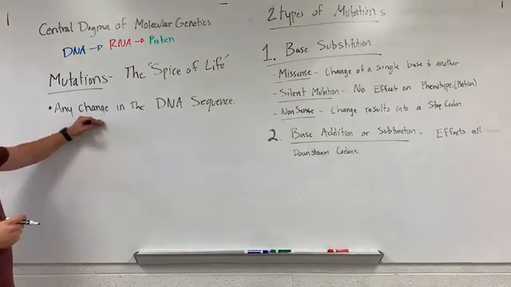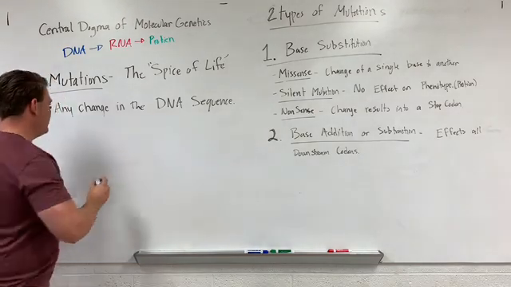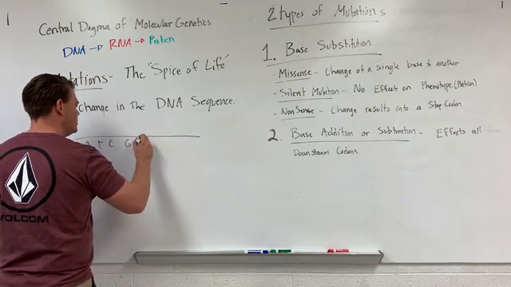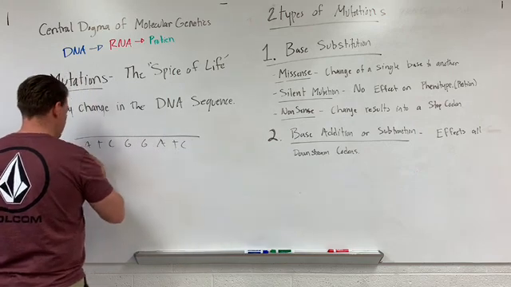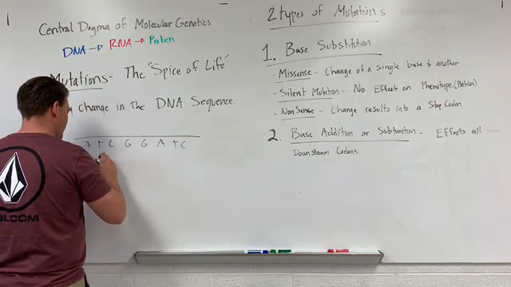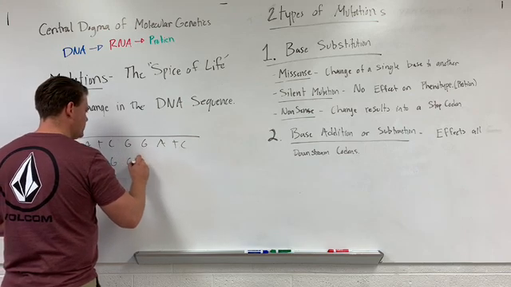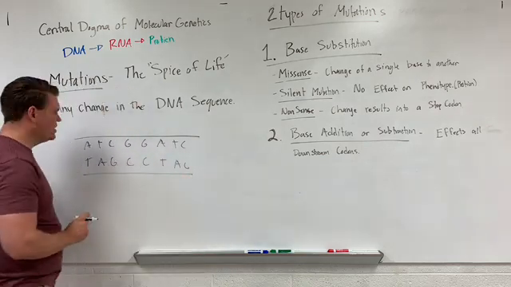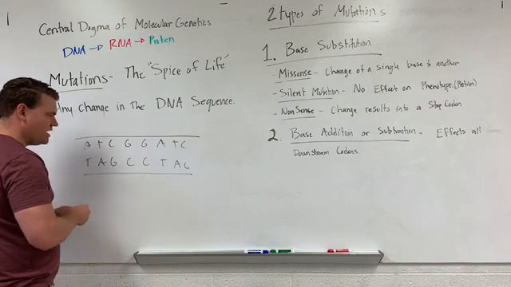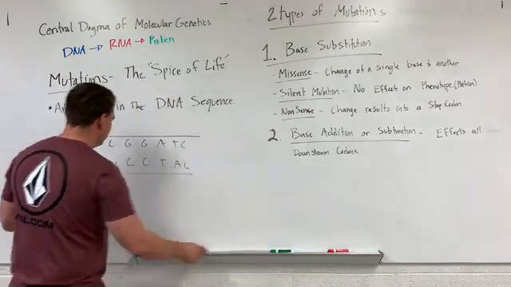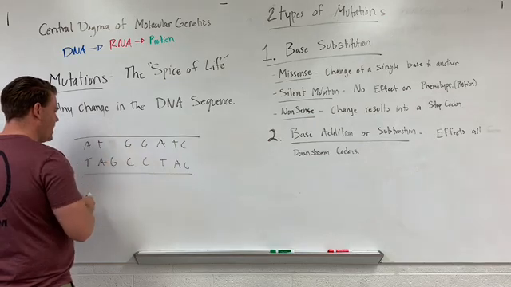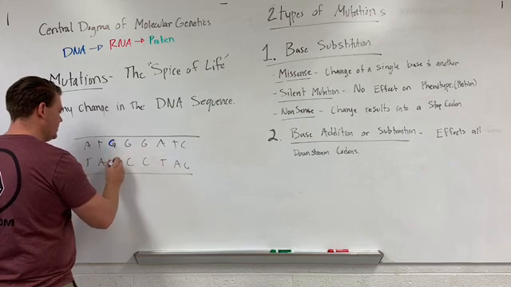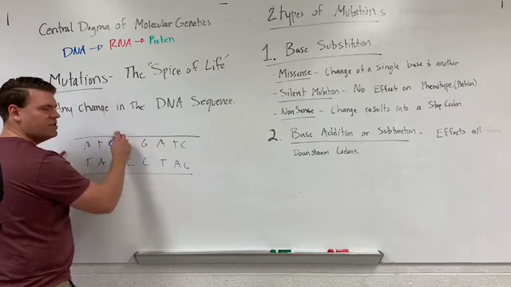But mutation is any change in the DNA sequence. So if we had A, T, C, G, G, A, T, C, and then T, A, G, C, C, T, A, G. So that's our original. If we were to change, if we made a copy and we ended up changing that C into a G, now this is a G, and we have now had a mutation occur.